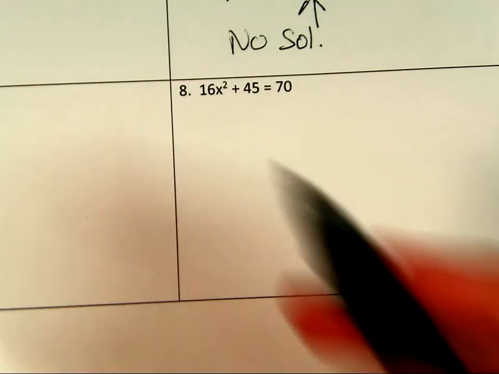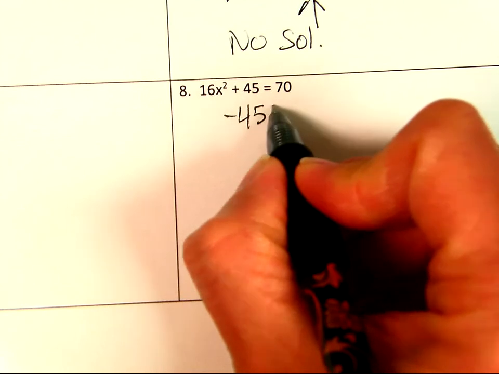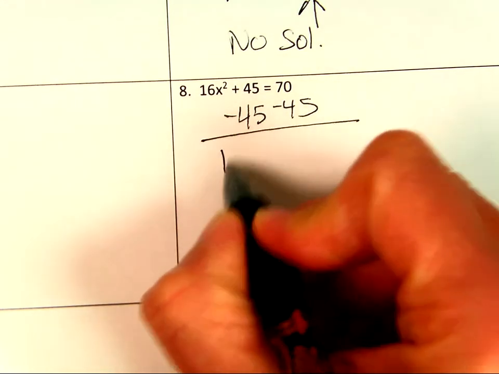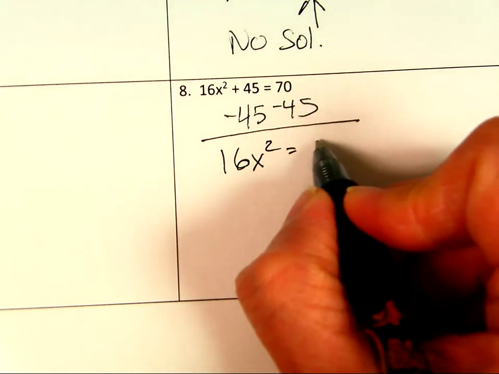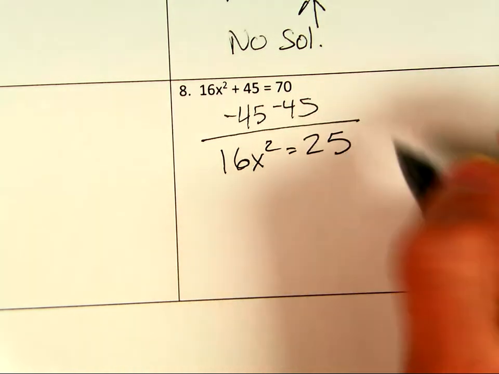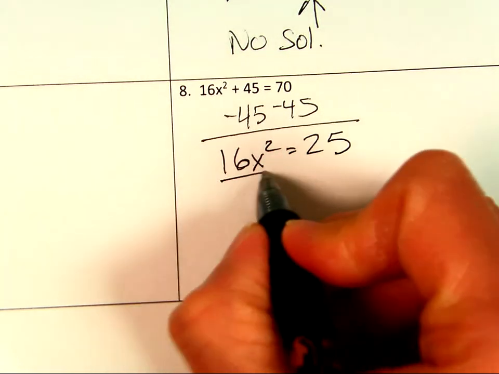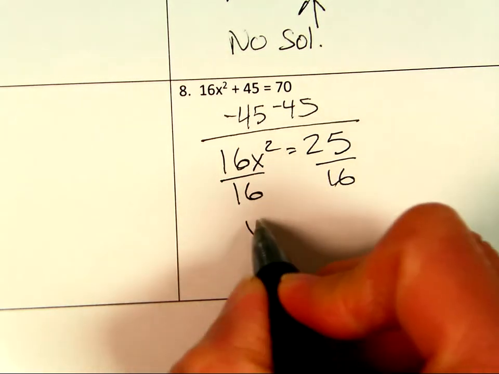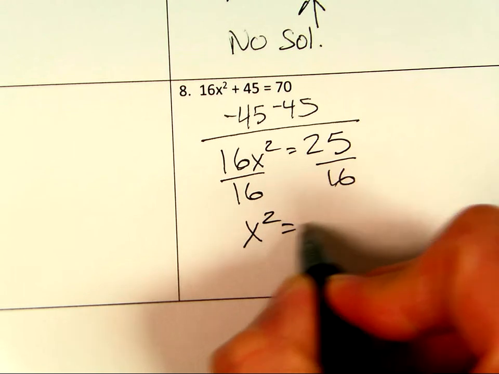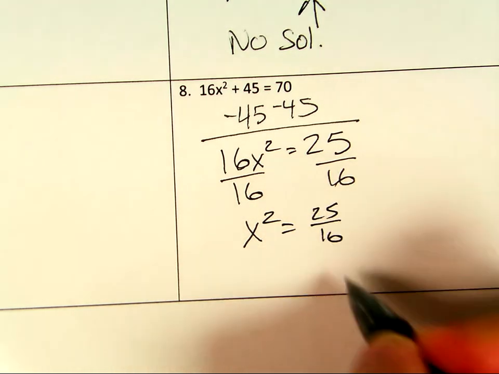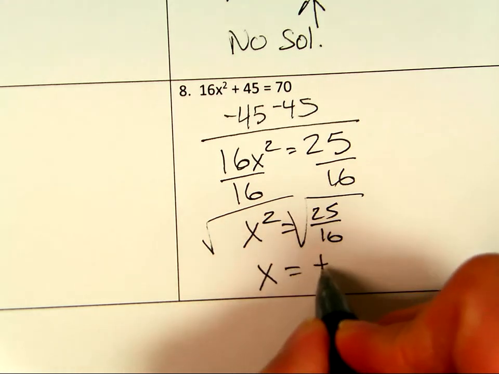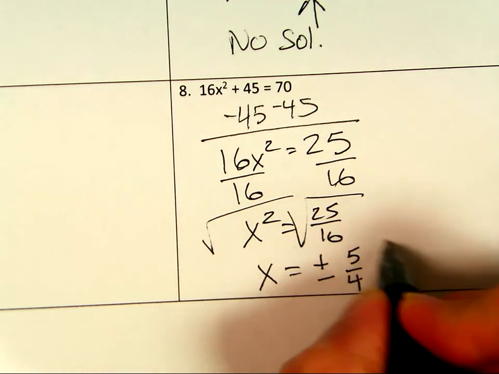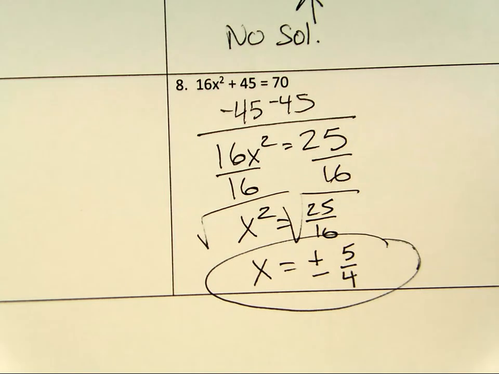Okay, last one. We're going to subtract 45 because our goal is to get x squared alone. That's our first goal. 16x squared equals, so what is that? 5 gets me to 25, I believe. And so then I'm going to divide by 16. I'm going to get x squared equals 25/16. So if I square root both sides, I get x equals plus or minus 5/4. And that is how you solve quadratic equations using square roots.